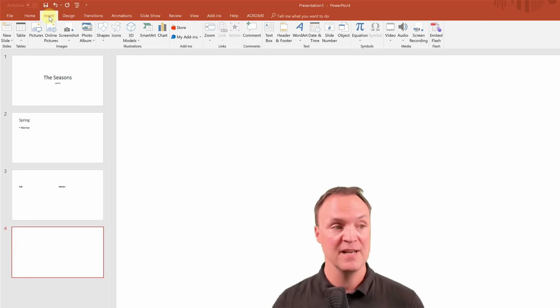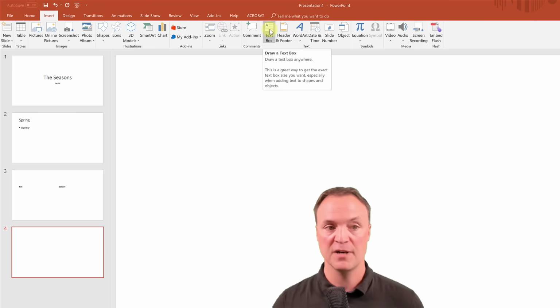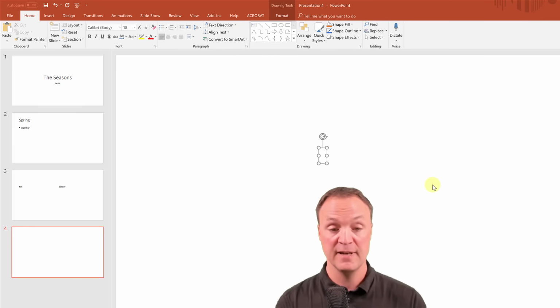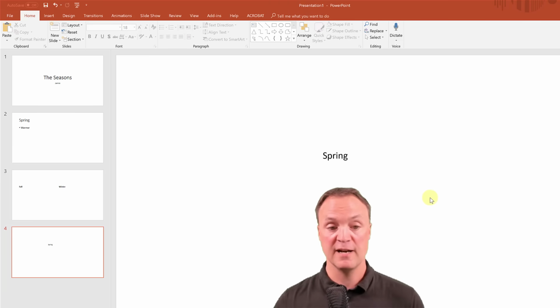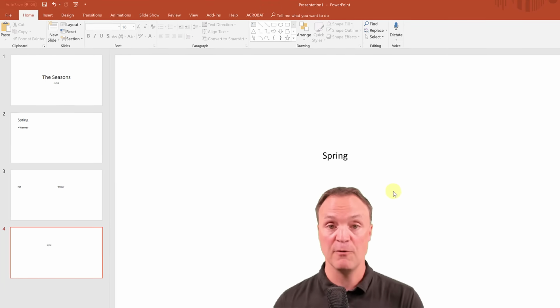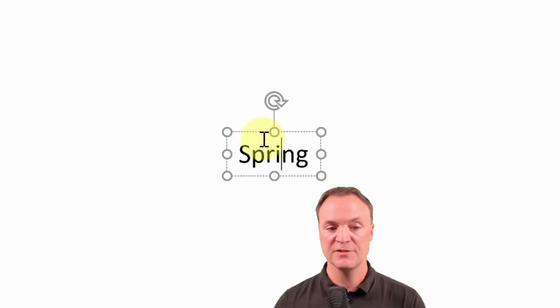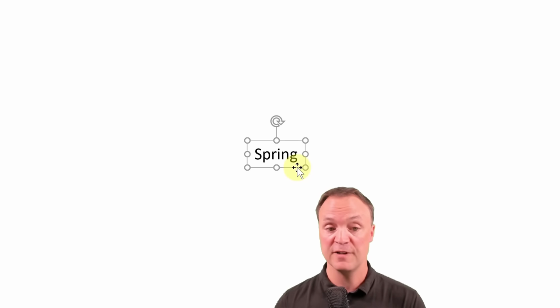So we go to Insert, and you can see we have Text Box. I could go here and click, and maybe this time I'll just write Spring again on this one, and now I can click off, and I can move this around anywhere I want on the page. If I click on it once, the lines are dotted, but if I click on the edge, it goes to a filled-in line. At that point, I can do a few different things.